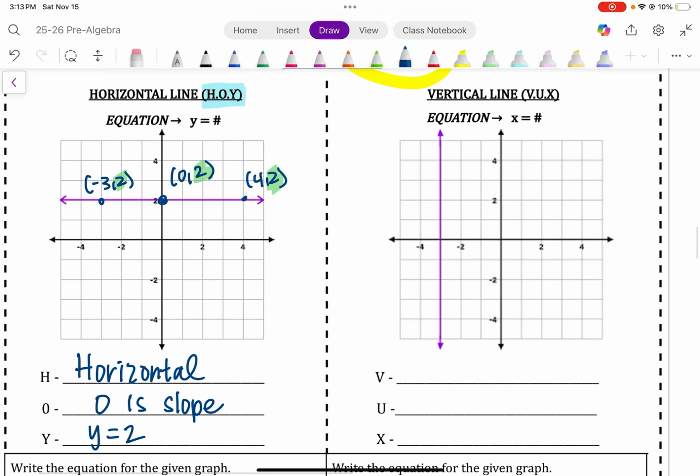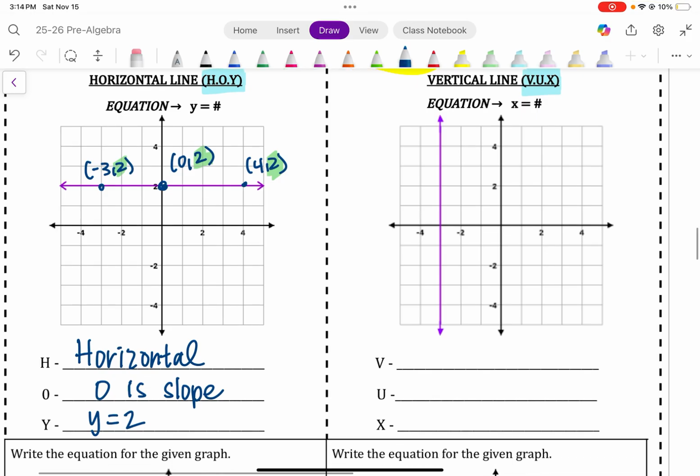Now, when we have a vertical line, that's an up and down line. The equation is x equals a number, and those VUX letters remind us that when the equation is vertical, the slope is undefined, because it has a rise, but it doesn't have a run. So since we can't divide by 0, it's undefined. And the equation is x equals a number.